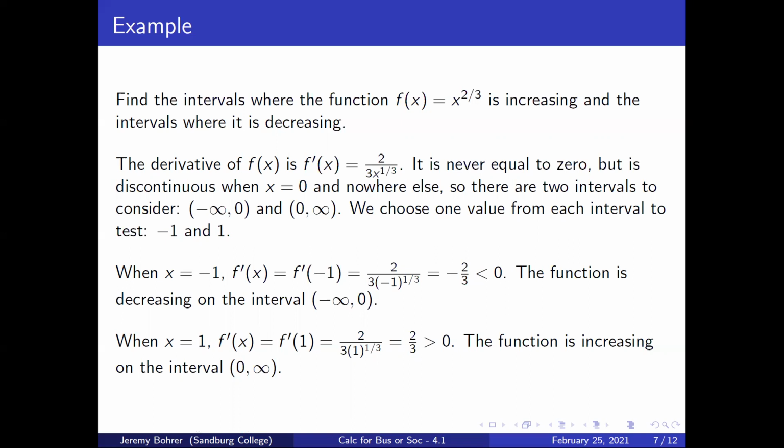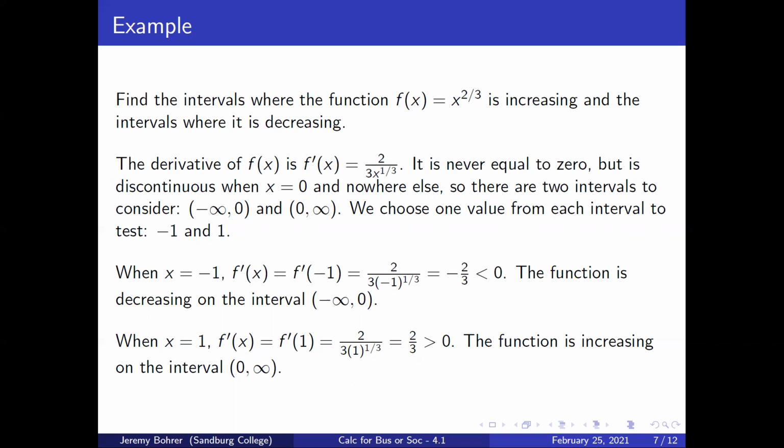When x equals -1, f prime of x equals f prime of -1, which is 2 over 3 times -1 to the 1/3, which is -2/3, which is less than 0. The function is decreasing on the interval from -infinity to 0.